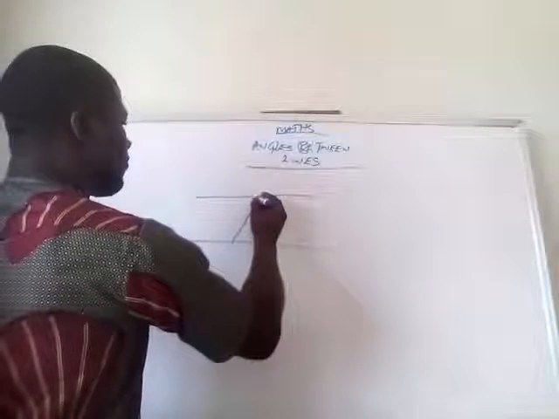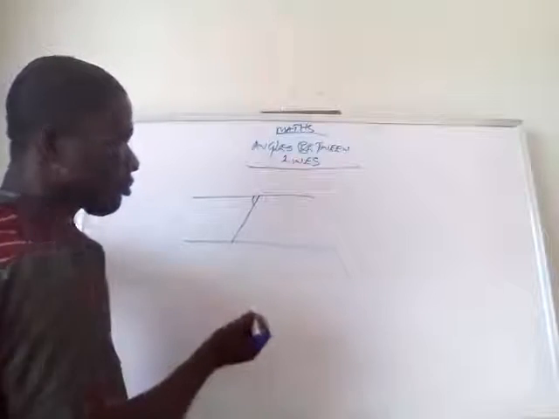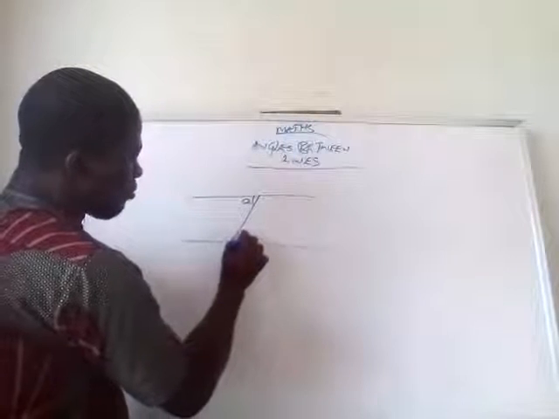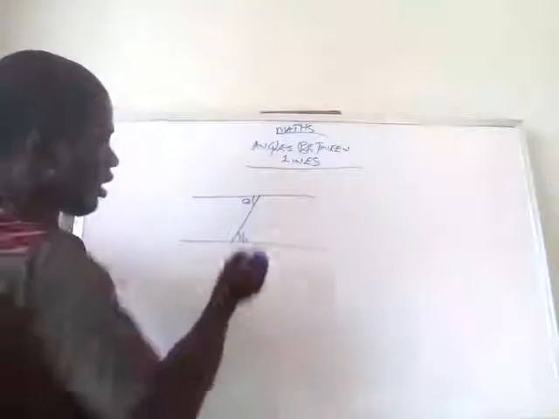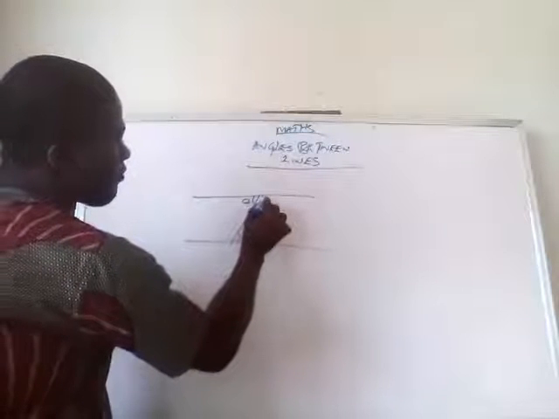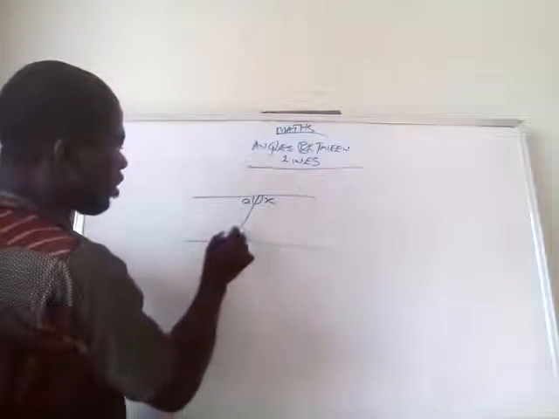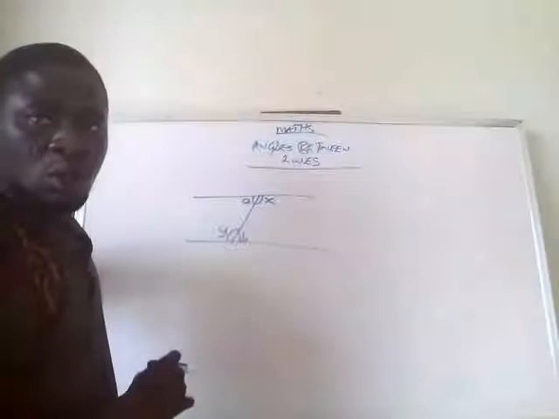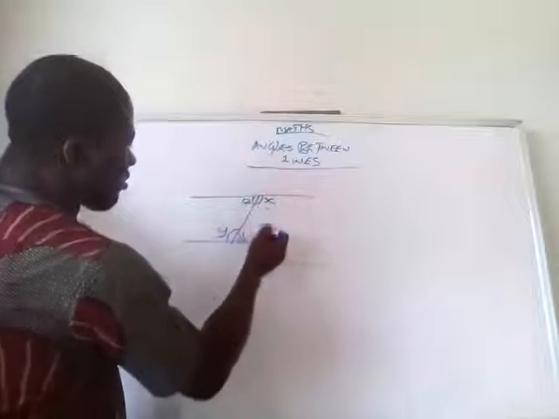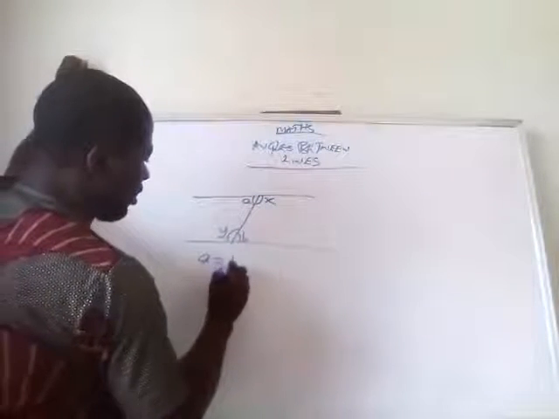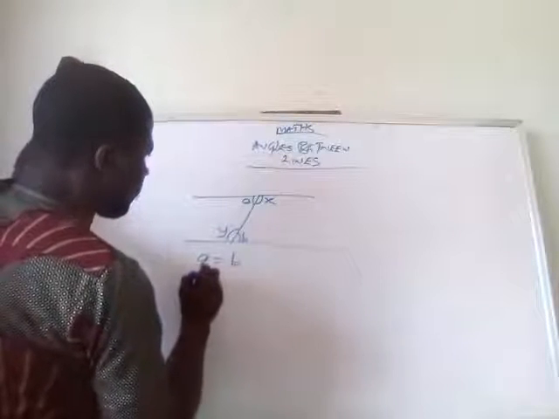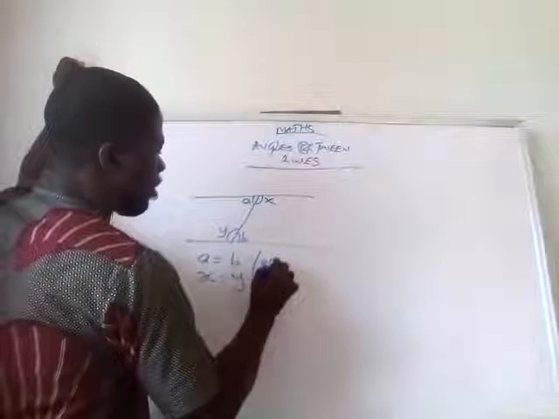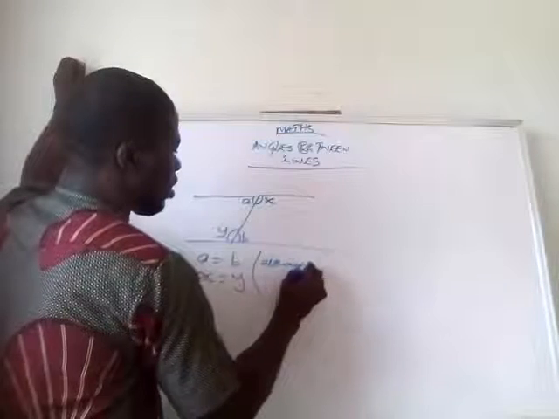So if there is an angle here, this angle, let's call it A, is equal to this angle B. And the one here, if we have it as X, is also equal to the one at the bottom, Y. So this is alternate angles. You have A equal to B, alternate angles. You have X equal to Y, the same reason, alternate angles.